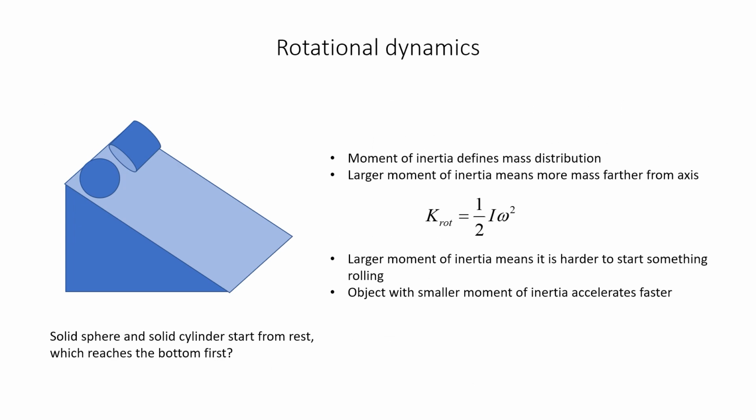Let's look at a question that gets at that same concept. What if I had a solid sphere and a solid cylinder starting from rest? Let them roll down to the bottom of the ramp. Which one would reach the bottom first? Now remember, the solid cylinder has mass further away from the center, so it has a higher moment of inertia. The sphere has a lower moment of inertia. That means that the cylinder would be harder to start turning. The sphere is easier to start turning because it has more mass situated close to the rotation axis. The sphere would accelerate faster and reach the bottom faster.